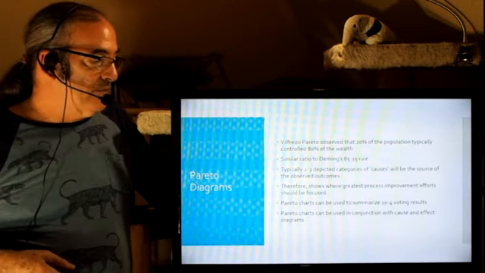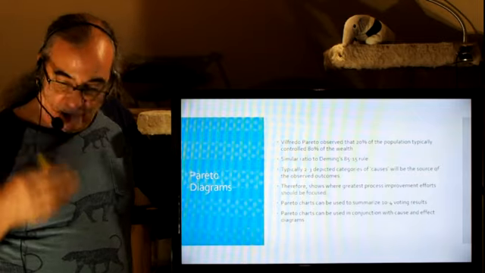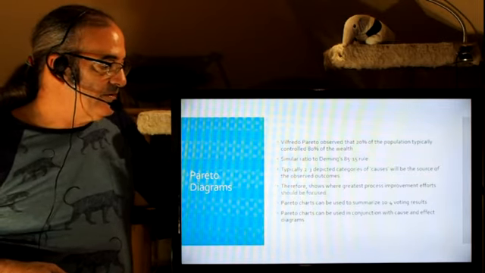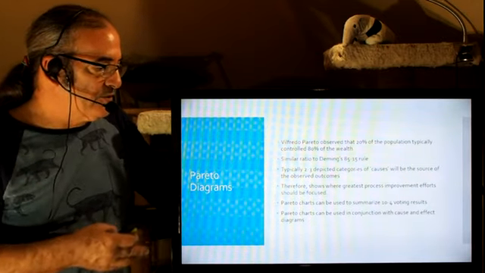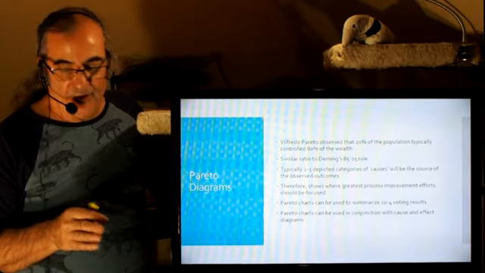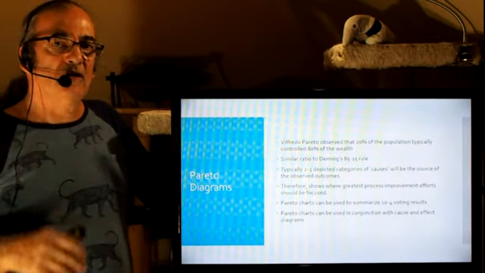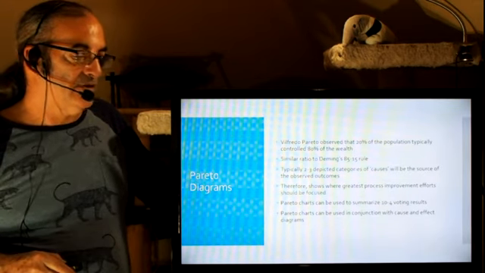Now, you've already done a Pareto diagram for this course, and Vilfredo Pareto observed that 80-20 rule. Notice this is similar to Deming's 85-15 rule, right? And Pareto charts can be used in conjunction with the fishbone diagram, and that is the top 2 or 3 causes are usually responsible for about 80% of the defects.